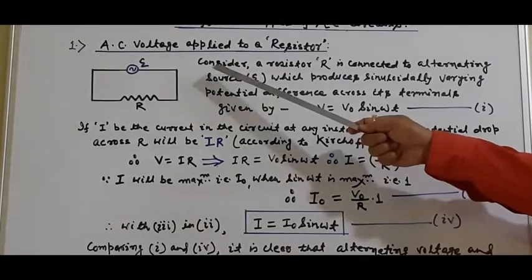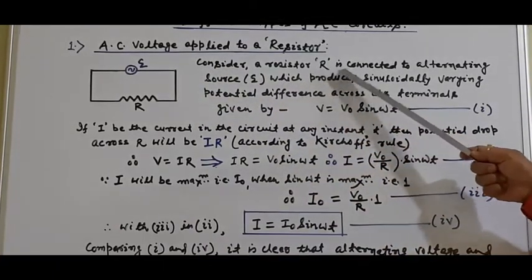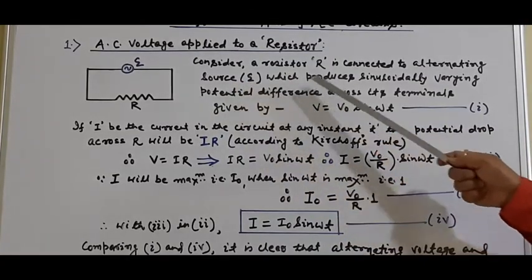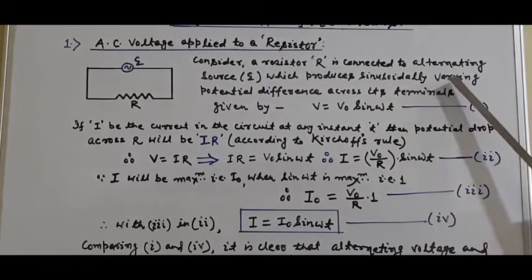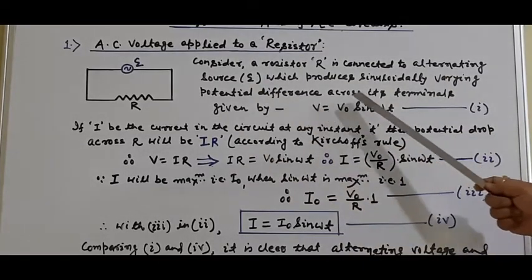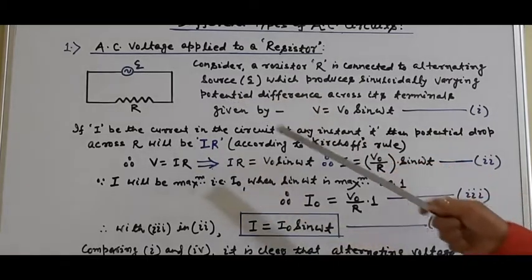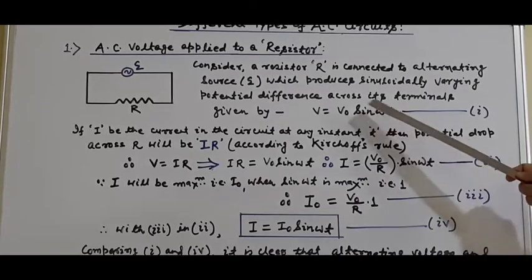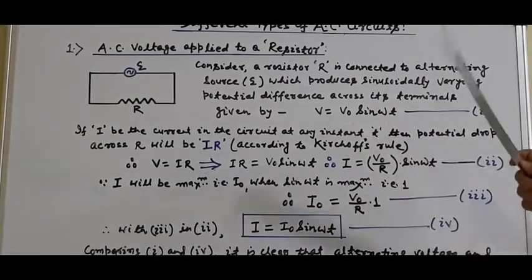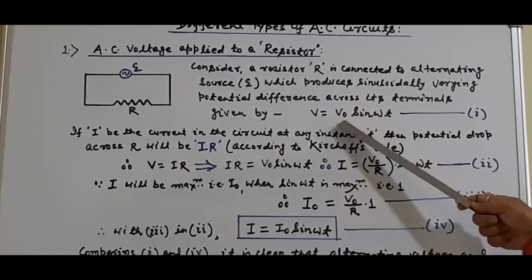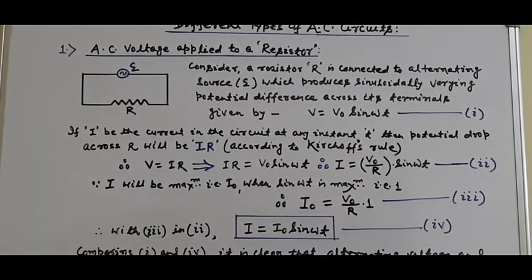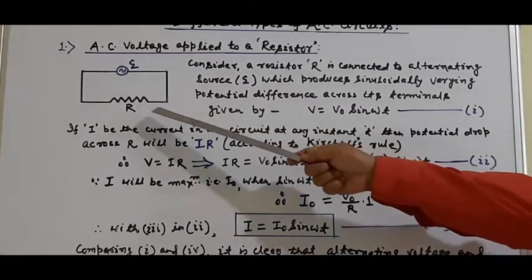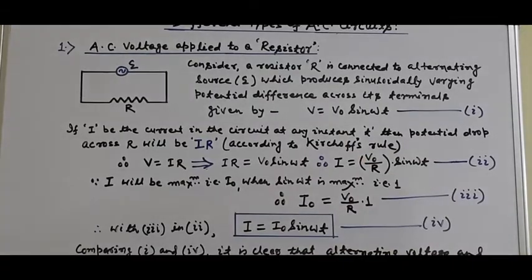Consider a resistor R connected to alternating source E, which produces a sinusoidally varying potential difference across its terminals given by V is equal to V naught sine omega t. This sinusoidally varying voltage we had already derived earlier, where V naught is the peak value of the voltage. So this equation 1 gives the sinusoidally varying voltage across the terminals of the resistance R. Then what is the current?